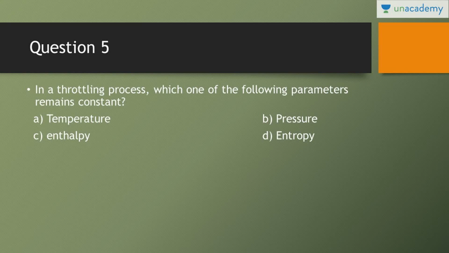Next question. In a throttling process, which one of the following parameters remains constant? As I have already told you, characteristics of throttling: the first important characteristic was there is no heat transfer, right? There is no work transfer. It is an irreversible process. Constant enthalpy, isenthalpic process. These are the important characteristics of throttling process, which I have discussed with you in the applications of first law of thermodynamics. So just go through this. The answer for this is C, enthalpy.